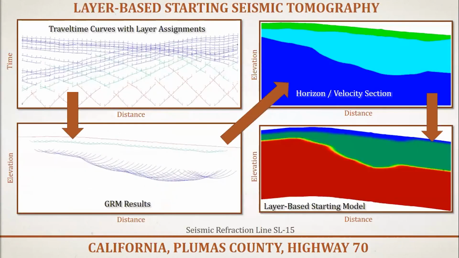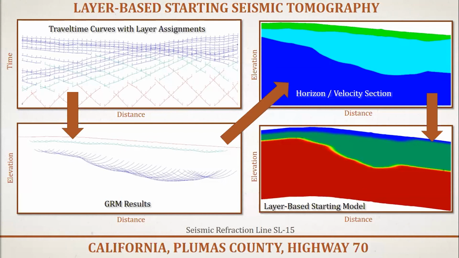Now we're going to look at the seismic line SL15 from the same project. The travel time curve showed a more consistent layered velocity structure, and therefore we were able to use the layer-based GRM method to initially process the data. Again, the first step in processing is to pick the first arrivals of the seismic data, but this time we also assign layers to the curves, as shown using different colors in the travel time plot.